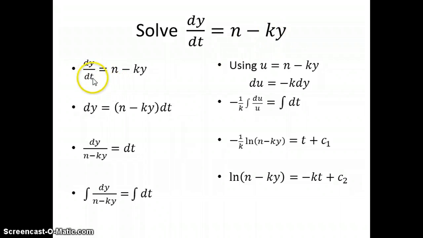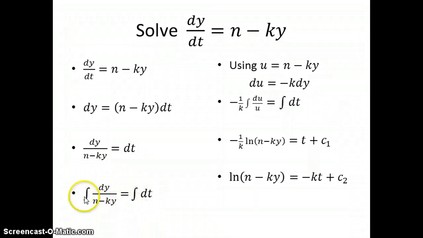So we need to separate the variables. We're going to move the dt to the other side and multiply this whole product. In order to move the y over here, I have to divide by the whole difference, n minus ky. So dy over n minus ky equals dt. Then we integrate on both sides. The integral of dy over n minus ky equals the integral of dt.